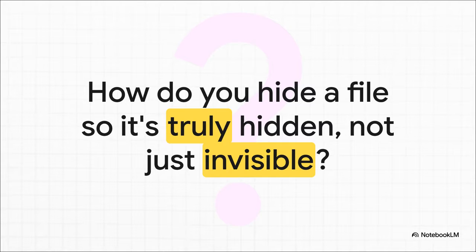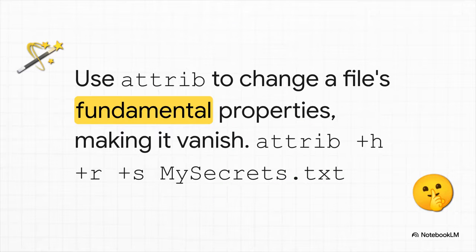So how do you really hide something so it's truly out of sight? The answer is the attrib command. Now, I know it looks a little intimidating, but just think of it like a magic spell that changes a file's core properties. With this one single line of text, we can make a file practically disappear from the normal Windows Explorer.